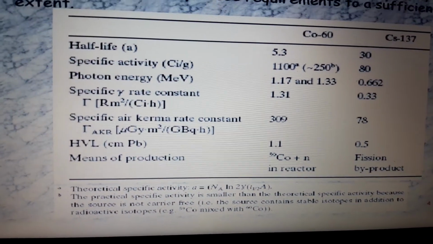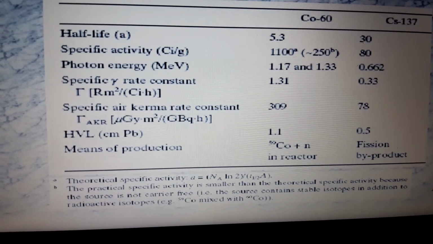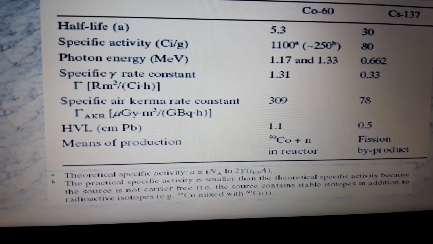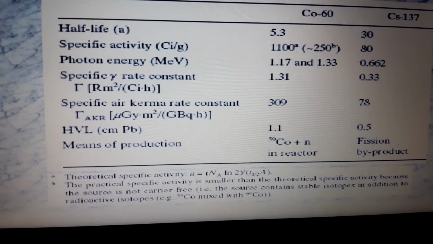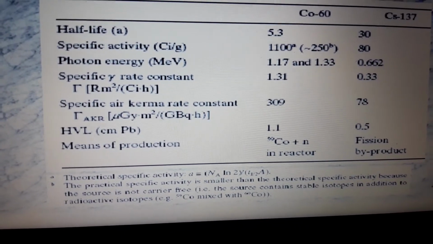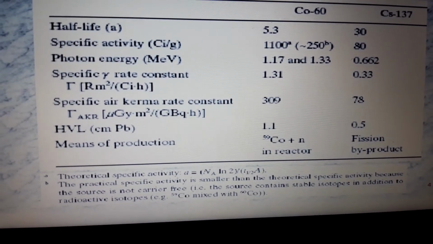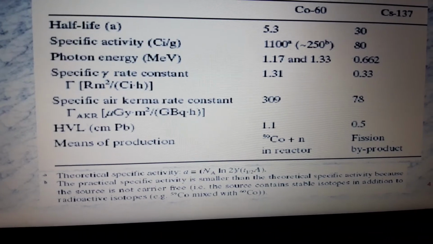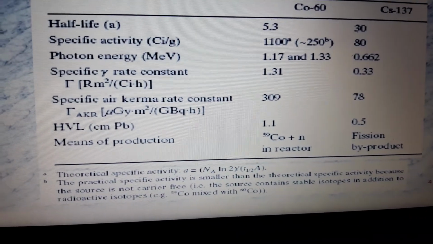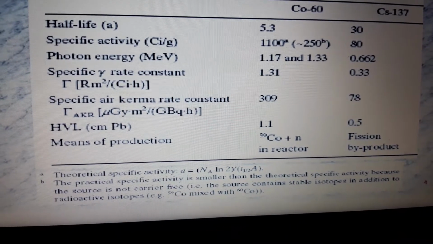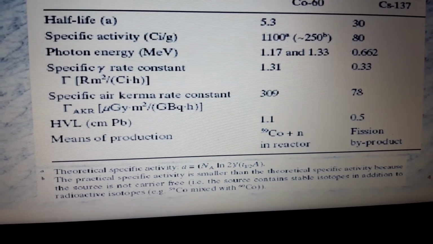For practical purposes, cobalt 60 and cesium 137 are the only isotopes which satisfy these requirements to a sufficient extent. But now, only cobalt 60 source is used for cancer treatment purpose. Now we will know about the characteristics of these two sources, cobalt 60 and cesium 137.